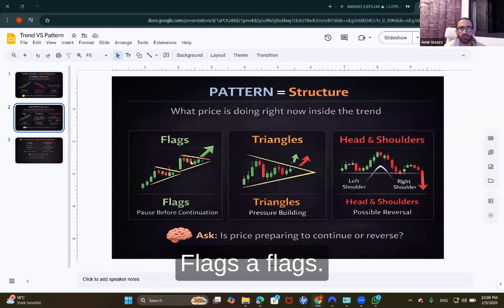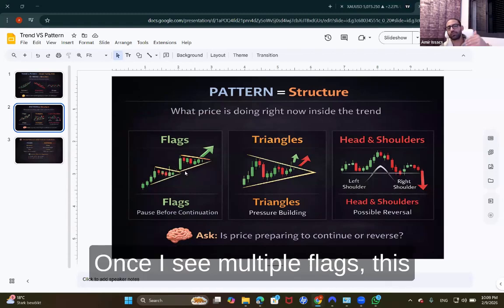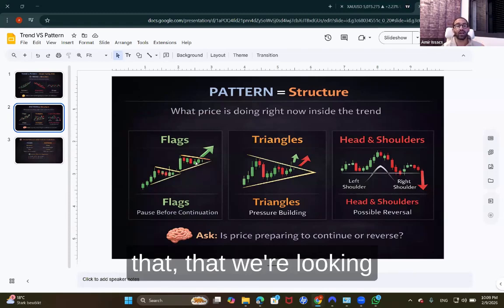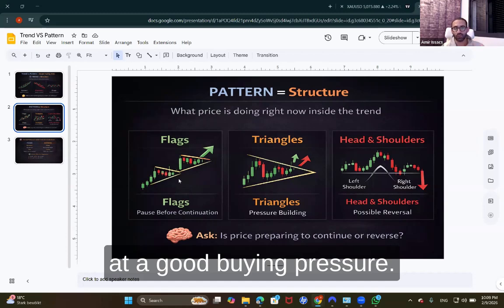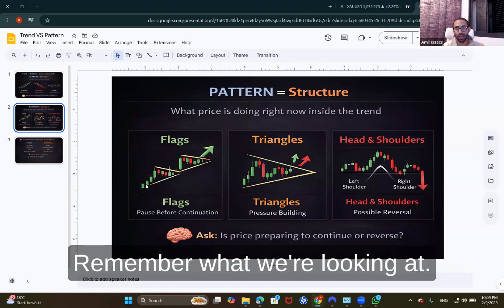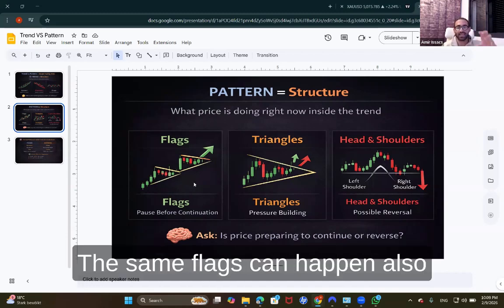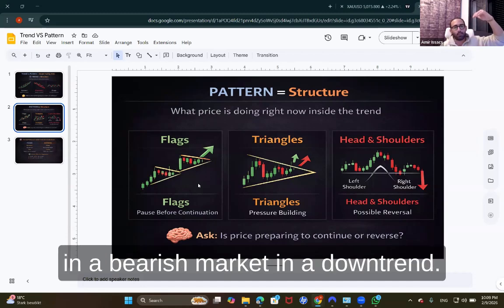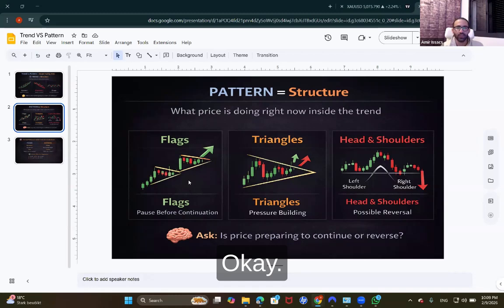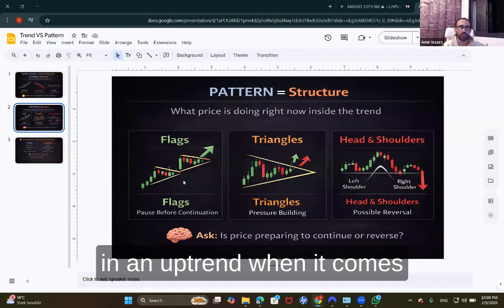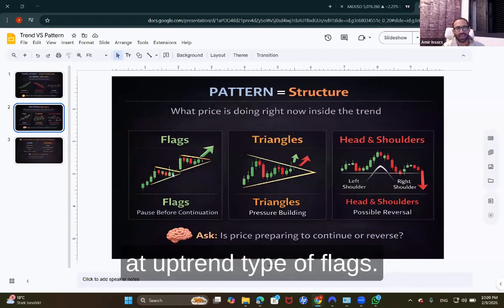Flags. Once I see multiple flags, this can give me a great indicator that we're looking at good buying pressure. Remember, what we're looking at in an uptrend can also happen in a downtrend. The same flags can also happen in a bearish market, in a downtrend. Okay? Because we know that we are in an uptrend when it comes to gold, we are going to look at uptrend type of flags.